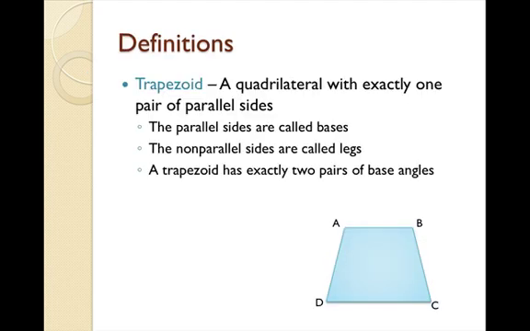The first thing that we're going to do is define what a trapezoid is. By definition, a trapezoid is a quadrilateral with exactly one pair of parallel sides. These parallel sides are called bases. So let's take a look at our trapezoid here, trapezoid ABCD. We have exactly one pair of parallel sides, so this side right here and this side. Side AB and side CD are parallel to each other.